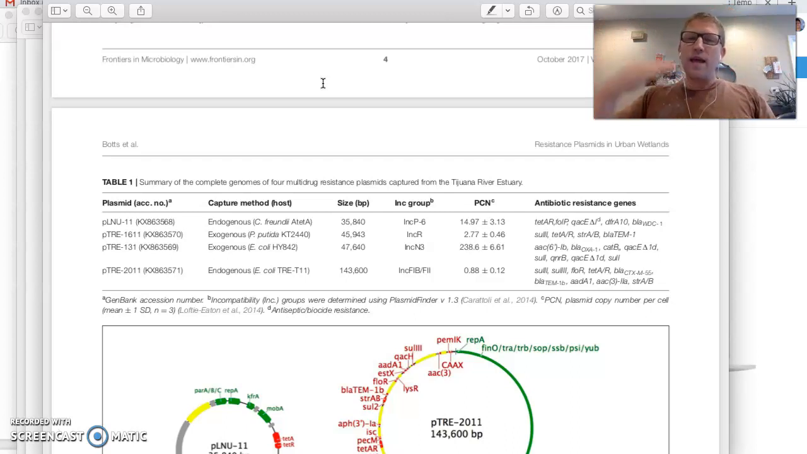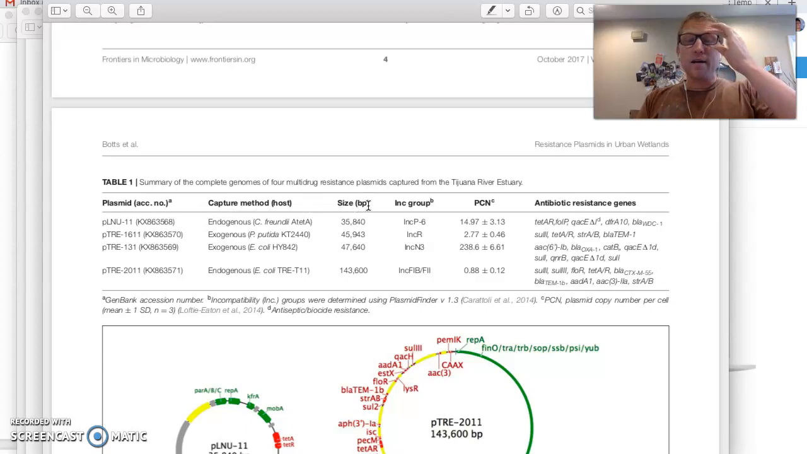And then you want to look at the headings of, in this case, each of your columns. And our rows are really set based on the first column, and that's pretty common also. So here we have table 1, summary of the complete genomes of 4 multi-drug resistance plasmids captured from the Tijuana River estuary. Our first column is the name of the plasmid and its accession number. So we could look up the accession number and actually get the entire sequence if we wanted to work with it. The capture method, because apparently in this paper there were a couple different capture methods, endogenous versus exogenous.